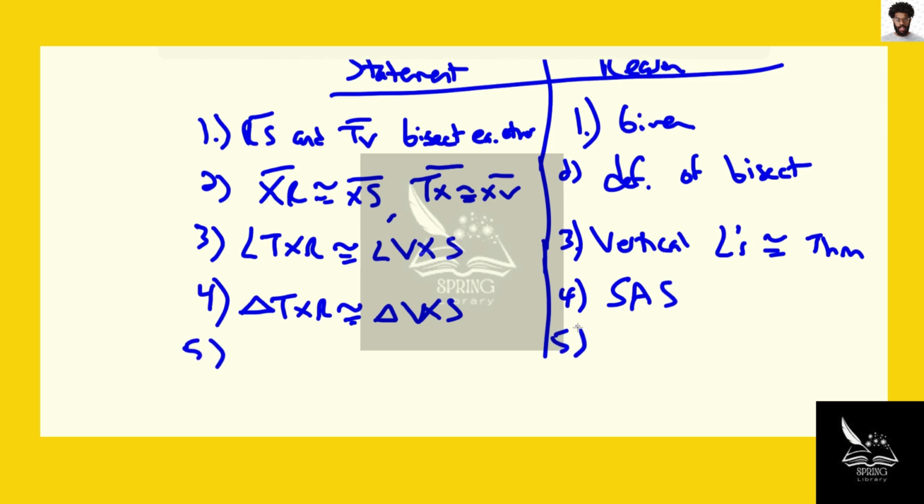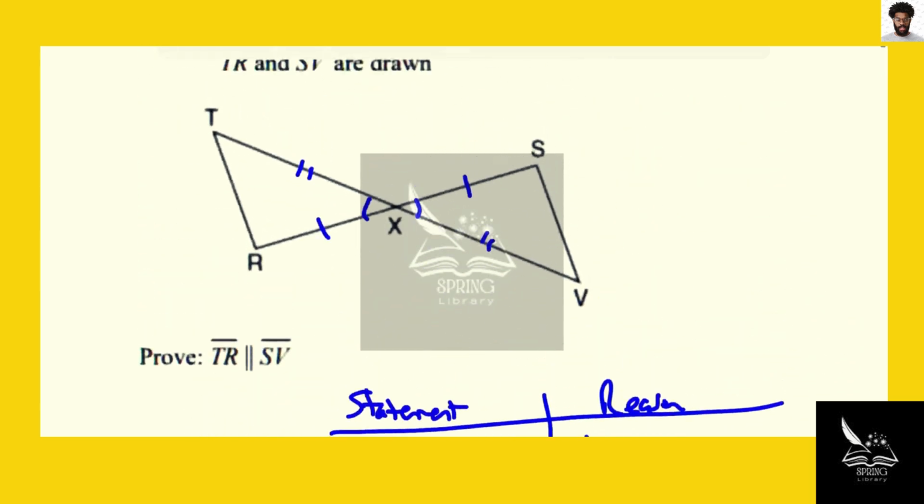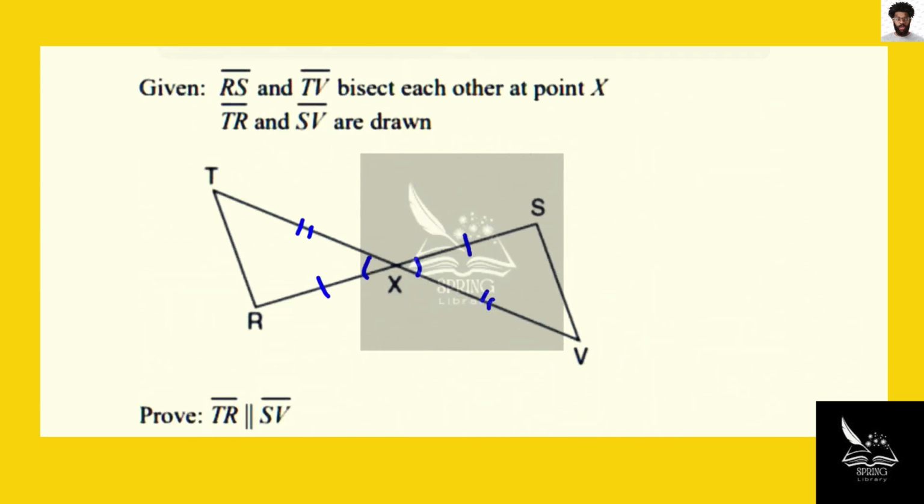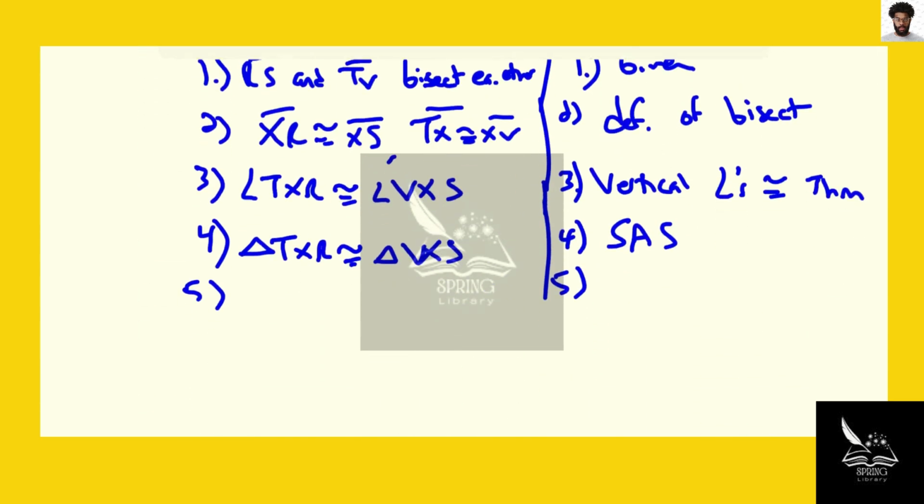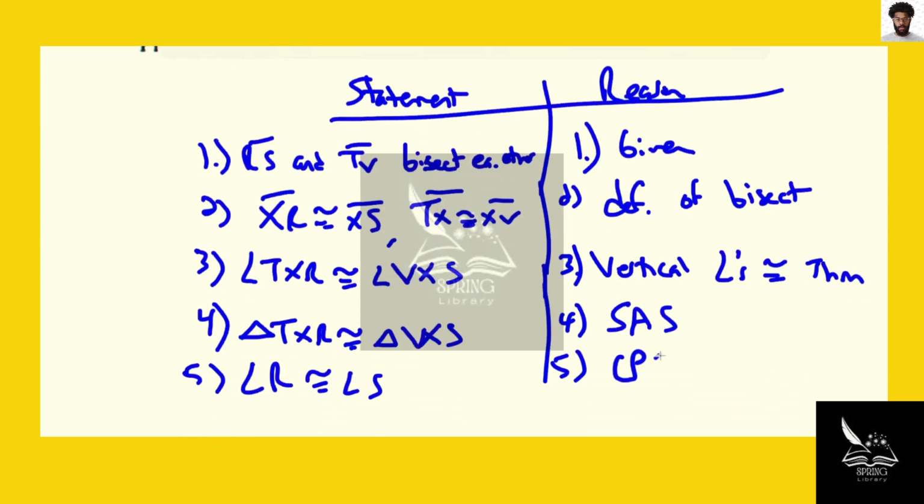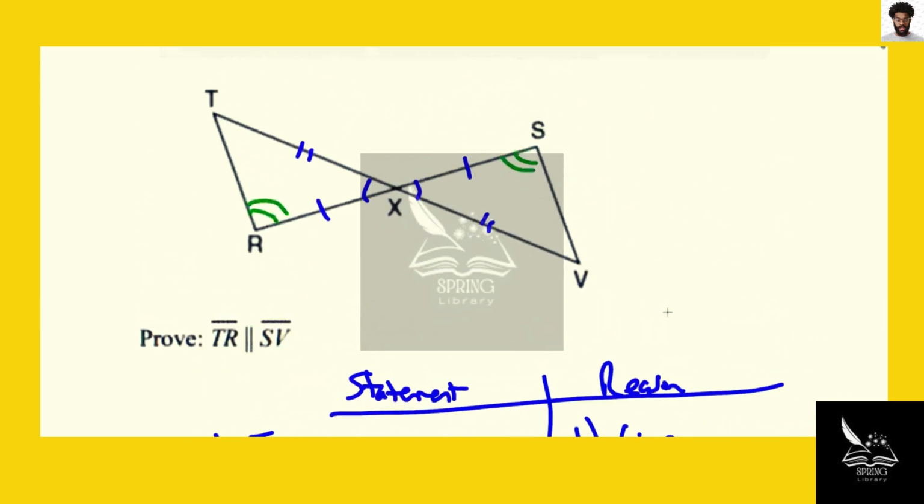Then, if these triangles are congruent, our goal is to show that TR and SV are parallel. Well, angle R would be congruent to angle S. And that would be by CPCTC, which is saying the corresponding parts, which these angles are congruent because we just said the triangles are congruent.